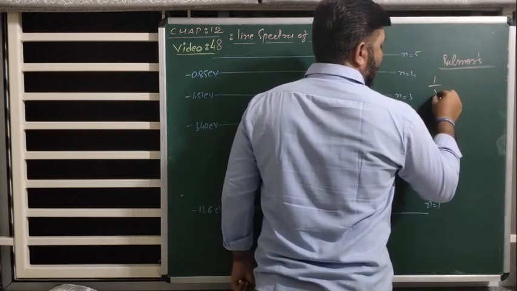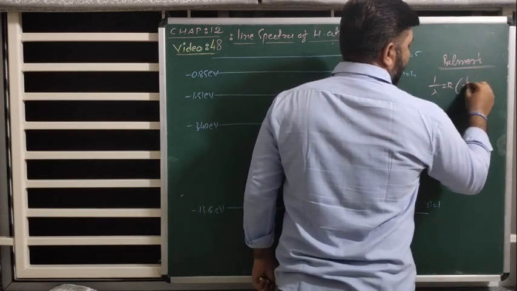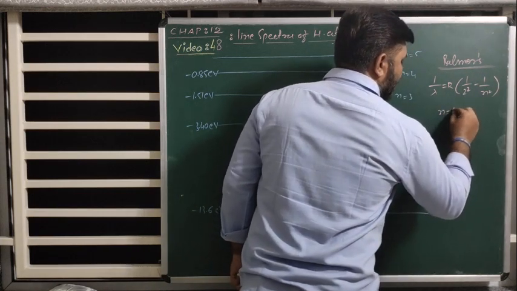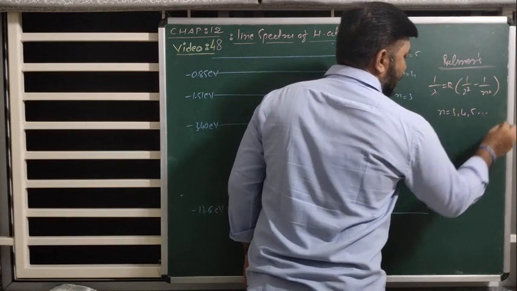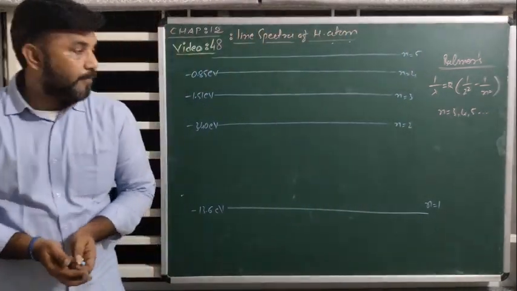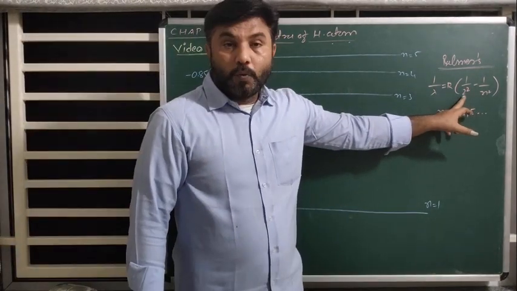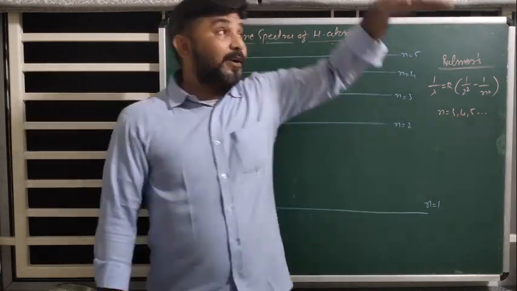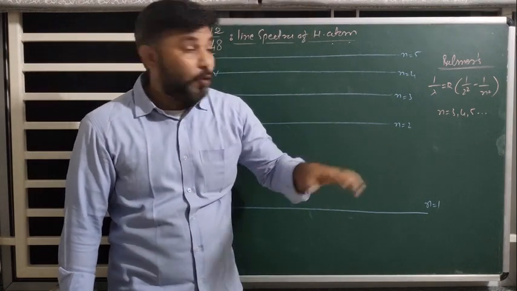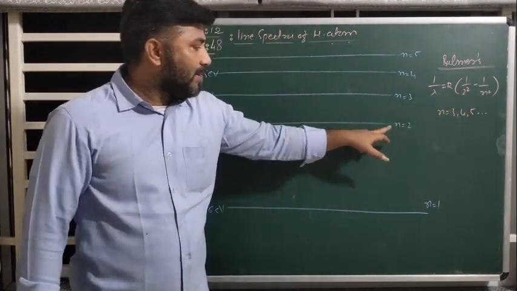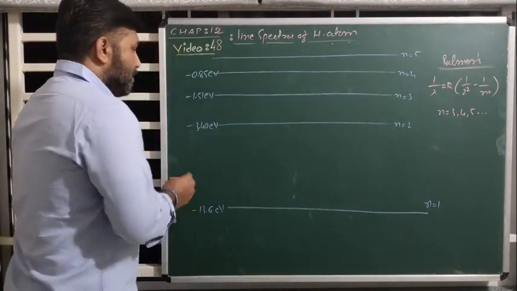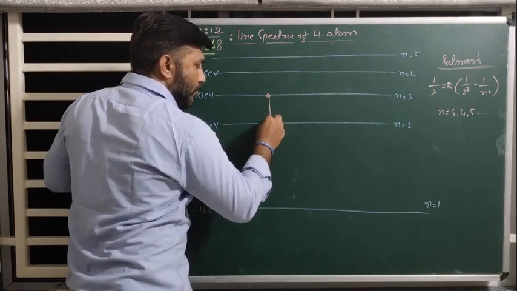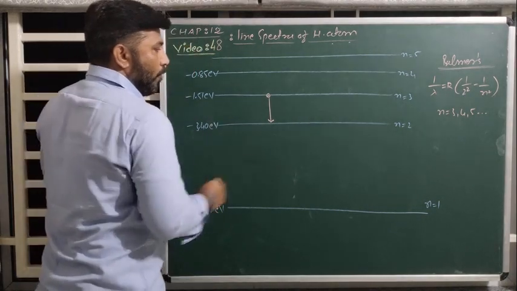That is 1 upon lambda is equal to R, 1 upon 2 square minus 1 upon n square, where n value starting from 3, 4, 5 and so on. What does it mean? 2 means low energy level, and n value 3, 4, 5 means electrons are transitioning from higher to lower. Lower means at which level? 2. So n is equal to 2 is here. Electrons which are present in the third orbit transit to the second, higher to lower.